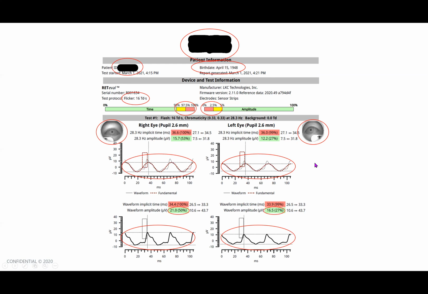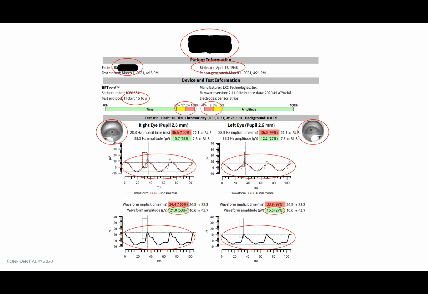The next piece of information I look at is waveform amplitude. This generally indicates retinal health, and a strong response, or a response in the green, indicates that generally you have a healthy retina. In this case, right eye, 21 microvolts or 50th percentile, just about average. And in the left eye, 16.5 microvolts or 27th percentile, a little bit less than the right eye, but still well within the green. So this to me indicates that this retina generally tends to be healthy.